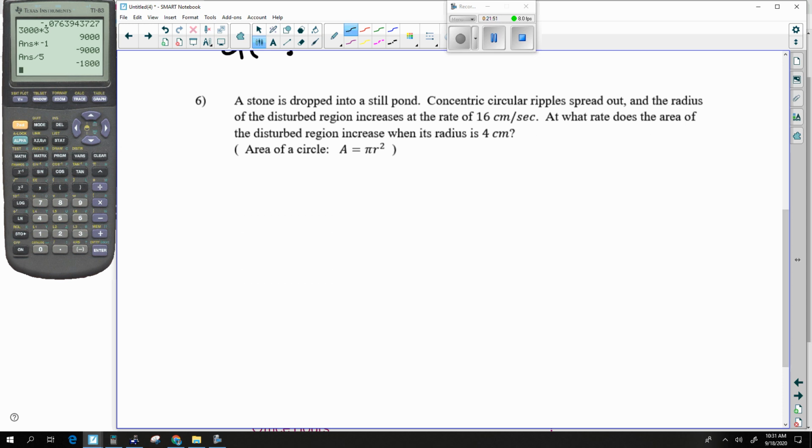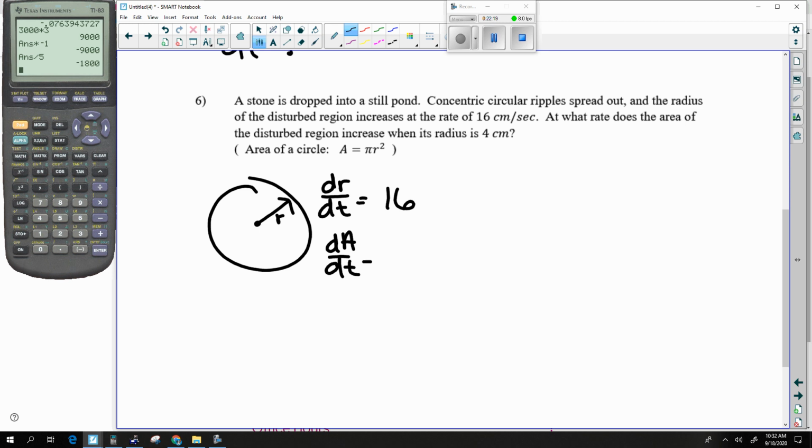A stone is dropped into a still pond. Concentric circular ripples spread out, and the radius of the disturbed region increases at a rate of 16 centimeters per second. At what rate does the area of the disturbed region increase when the radius is 4 centimeters?